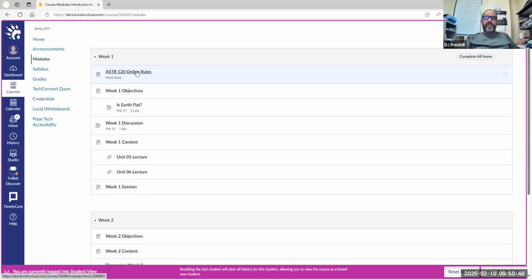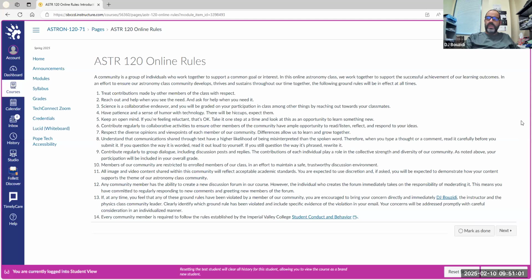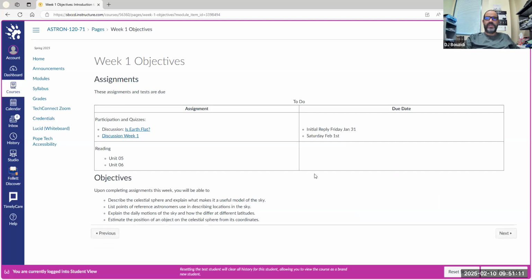Okay, every module will have an objectives. This one is special because it introduces the rules for this class. So I'm hoping that you guys go through that and understand what these rules are. And once you agree with them, you mark as done. So if I mark as done, now I'm ready to go next, okay? To the next one, which is the objectives for this class.